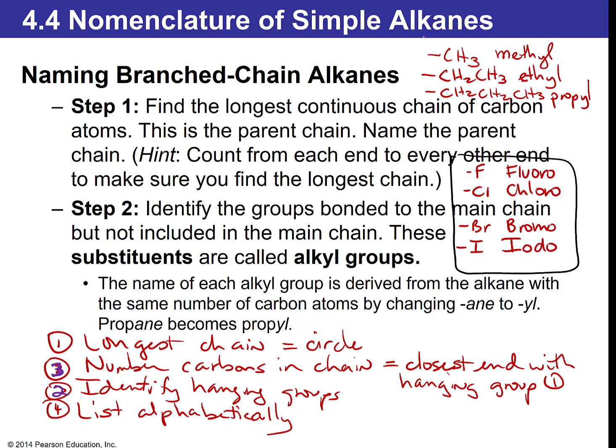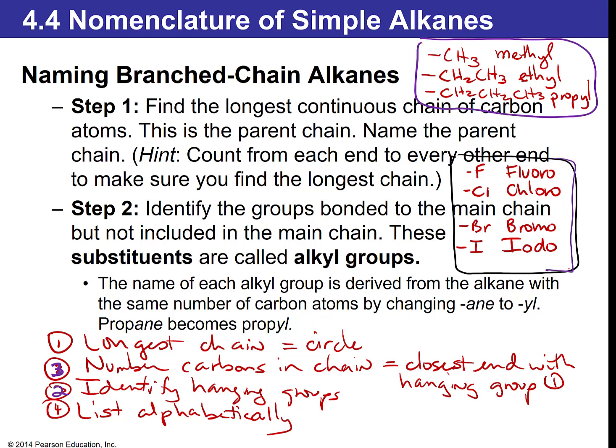So the ones that I have up here, these are the only ones that you're going to see as groups hanging off of a chain that you should be able to name. So a single carbon hanging off is a methyl. A 2-carbon group hanging off, so that would be a CH2, CH3 hanging off like in one piece, that would be an ethyl. I don't really do the next one, but if you saw a CH2, CH2, CH3 group hanging off, that would be a propyl.